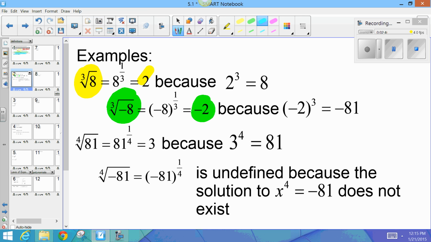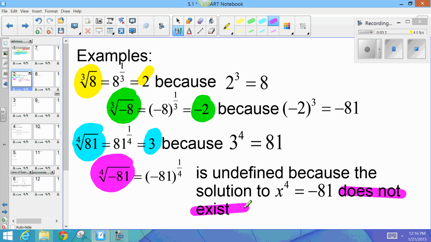All right, here I've got an even root. Okay, so for even roots, you could have a positive or a negative, okay? But what we're saying is that we're only going to accept the positive answer. And last example, here we've got an even root of a negative, and there is no defined answer, so this does not exist. We don't take the even roots of negative.